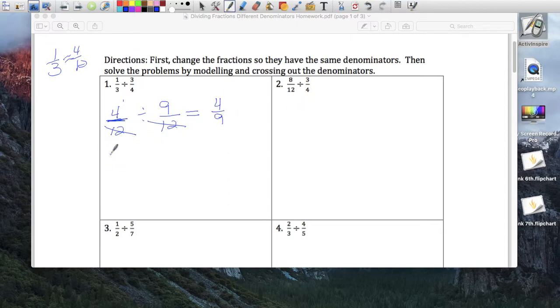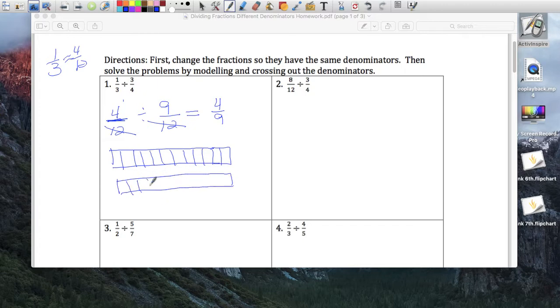So let's use modeling. I'm going to take something and divide it into 12 pieces: 1, 2, 3, 4, 5, 6, 7, 8, 9, 10, 11, 12, and I need one more here for the second fraction: 1, 2, 3, 4, 5, 6, 7, 8, 9, 10, 11, 12. So 4/12 is 1, 2, 3, 4. I'm going to shade 4/12s. On the bottom one, I'm going to shade 9: 1, 2, 3, 4, 5, 6, 7, 8, 9.